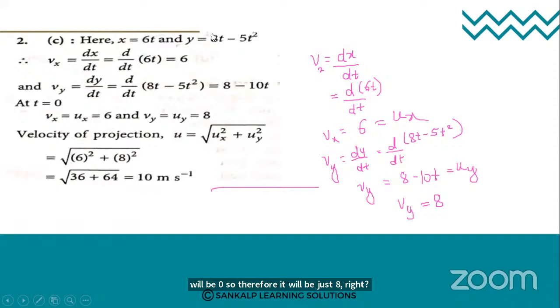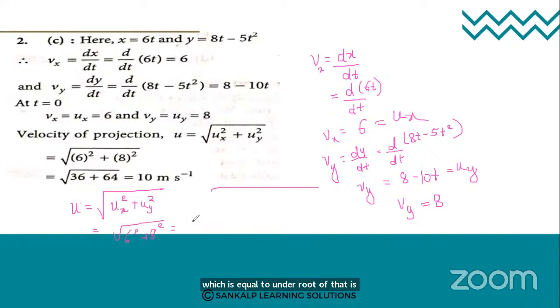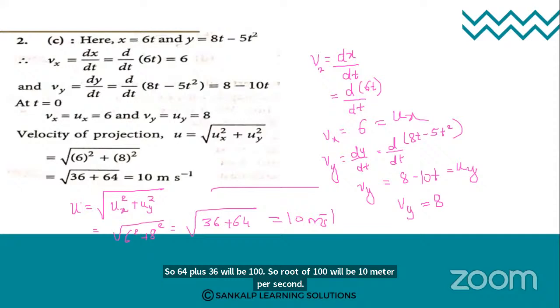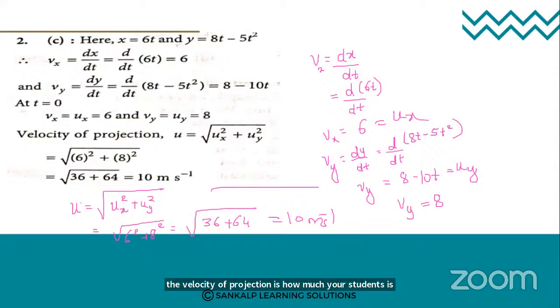Next, the velocity of projection we need to calculate. The velocity of projection is equal to the square root of ux square plus uy square, which is the square root of 60 square plus 8 square. So 36 plus 64 will be 100, and the root of 100 will be 10 meter per second. So the velocity of projection is 10 meter per second. Option C is the answer. Copy down the solution. If any doubt is there, please ask.